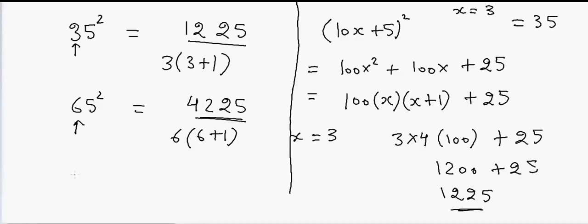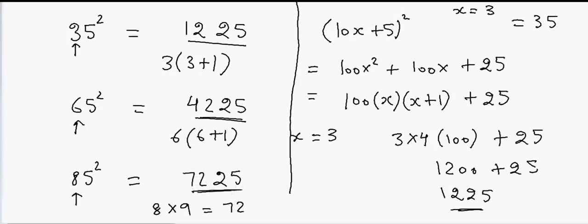So another example, if I have 85 square and I want to do a square, so that will be equal to 25, and we'll do 8 into 9, that's equal to 72. So answer is 7225. So this is how this trick works.